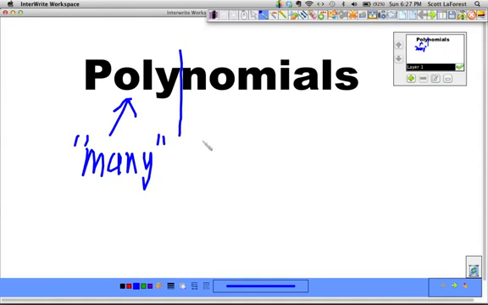What the second part of our word means, the nomials part, for our cases we can think of that as terms. So we've got many terms. And remember what a term is, it's just parts of our equations or expressions that are split up by a plus or a minus sign. You'll see more about those in a second, but that's the definition of polynomial. Let's move on and do some example problems.